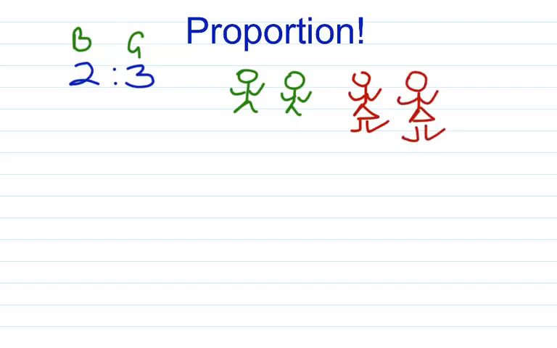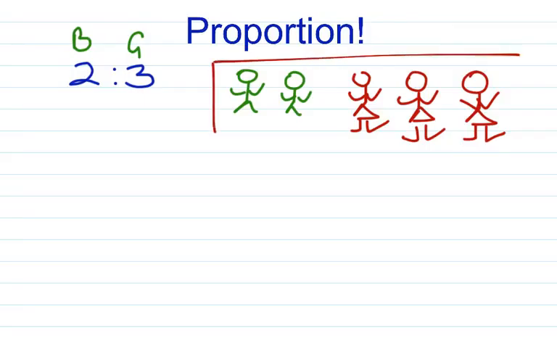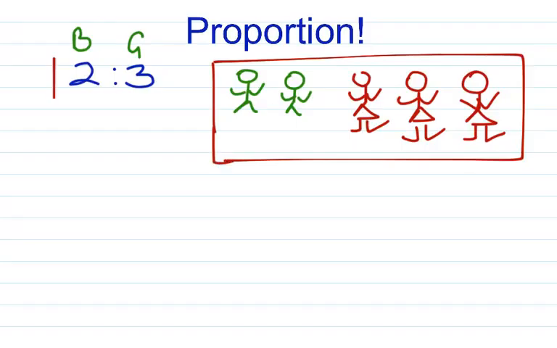Okay, having a ratio of 2 to 3 tells us a little bit about what we've got. If you look here, you're going to notice that I've got 5 children, because the boys and the girls all count together to make children. So altogether there are 5 children here. And if you look at my ratio of 2 to 3, if you add it up, you get 5.